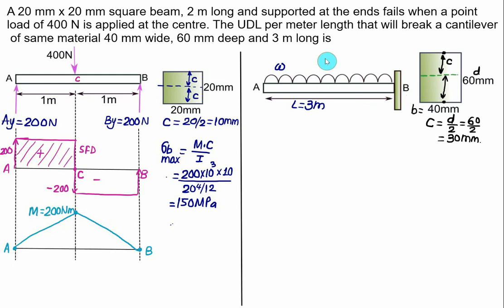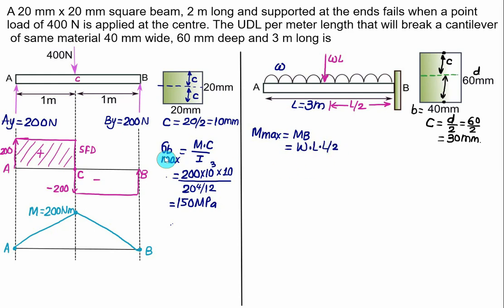So let's show here the equivalent load. This value is equal to WL. WL multiplied by L by 2 will be the maximum bending moment at point B. So this one is L by 2. So the bending moment maximum is at the fixed end, that is at point B, and this value of the bending moment is equal to W into L by 2.